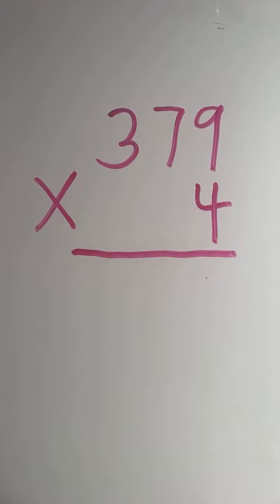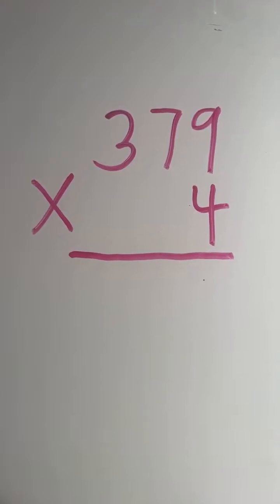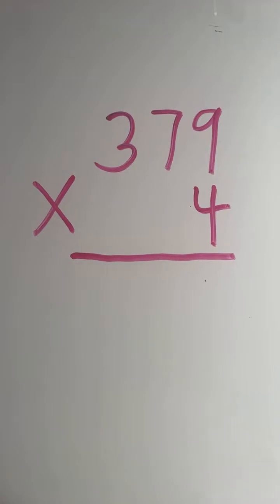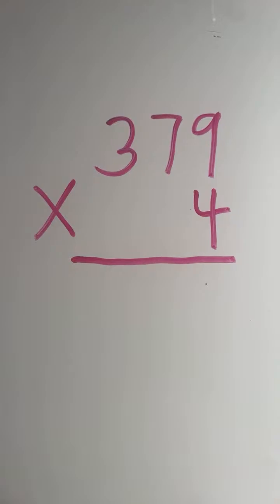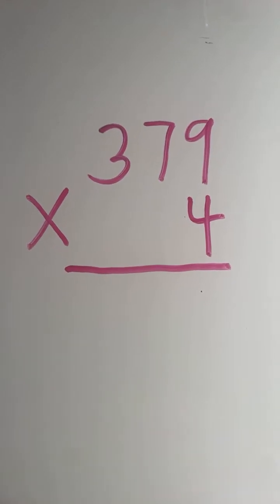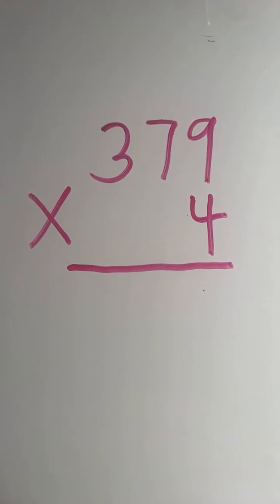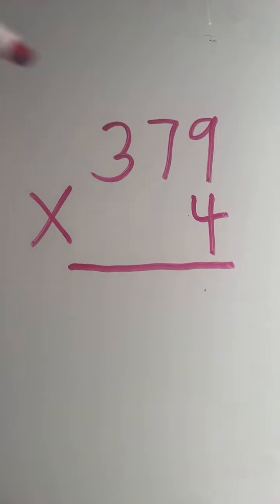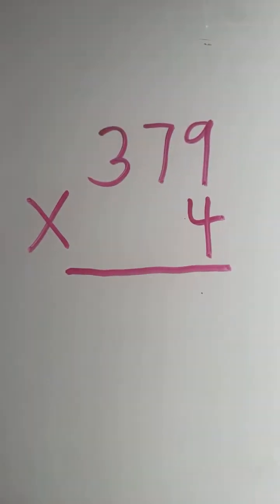So this video is going to be a review of 3-digit by 1-digit multiplication. 379 times 4 is our first example problem, and I'm going to go through exactly how to solve that problem step by step. So step 1, we are going to multiply the 2 digits in the ones place. We're going to multiply 9 times 4.